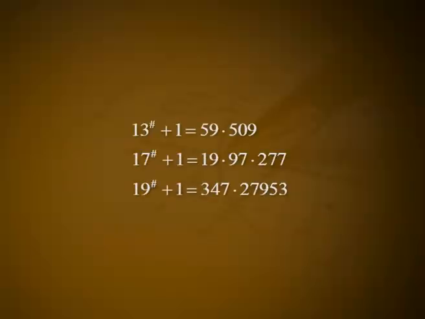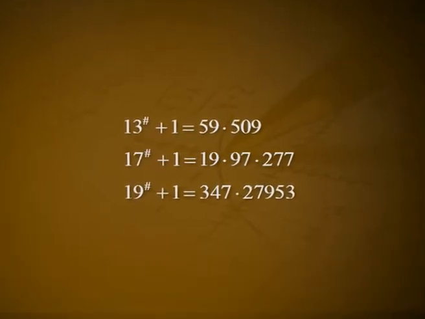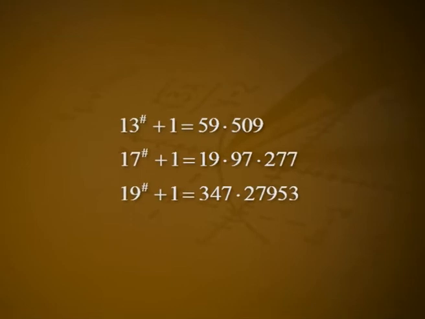However, 13 hash plus 1 is equal to 59 times 509. 17 hash plus 1 is equal to 19 times 97 times 277. 19 hash plus 1 is equal to 347 times 27,953. These are not prime. Note, a question whose answer is not known is whether there are infinitely many primes p for which p hash plus 1 is also prime. For that matter, are there infinitely many composite p hash plus 1? At present, 19 primes of the form p hash plus 1 have been identified.